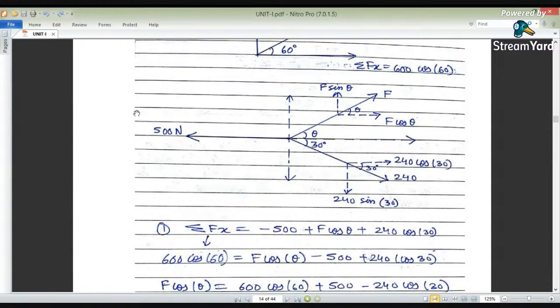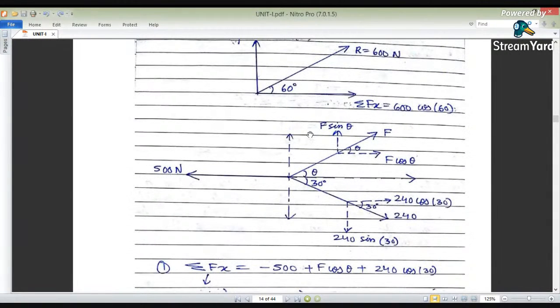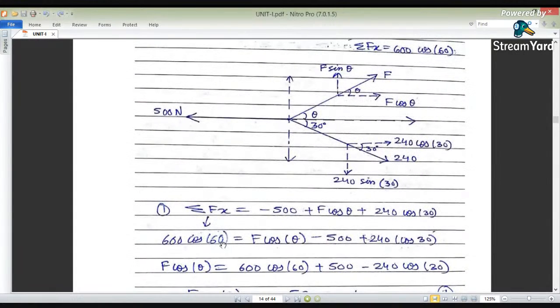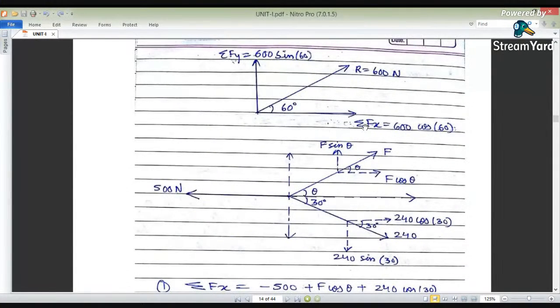So here the horizontal force directly is given as minus Y, therefore minus, because it is moving left side. So minus 500, plus F cos theta, it is moving right side, so positive, whereas 240 cos 30 again it is positive. What is the value of the resultant here? Fx, the resultant we have calculated as 600 and it is positive. So plus 600 cos 60 is there. The resultant is positive because it lies in the first quadrant, therefore positive.